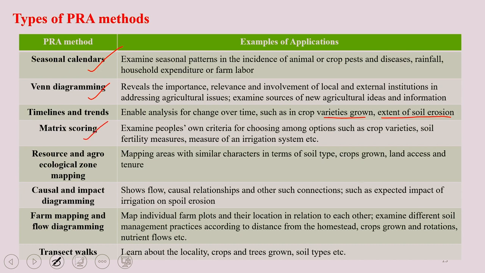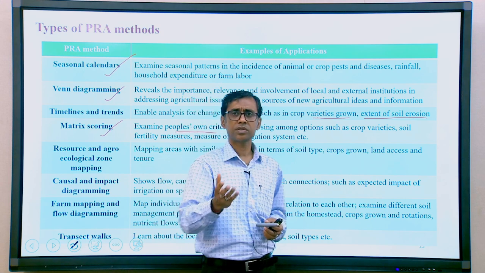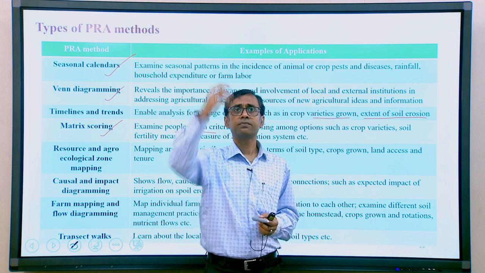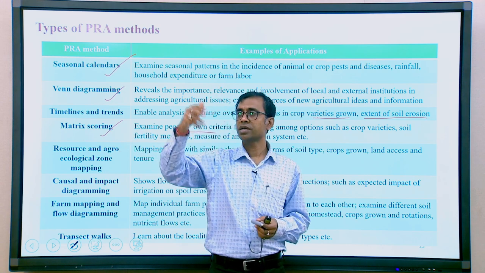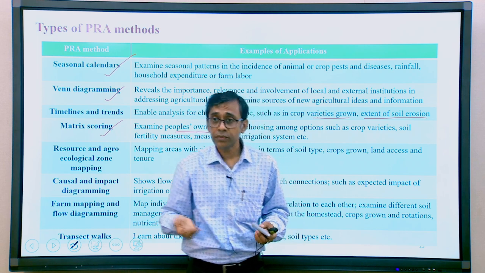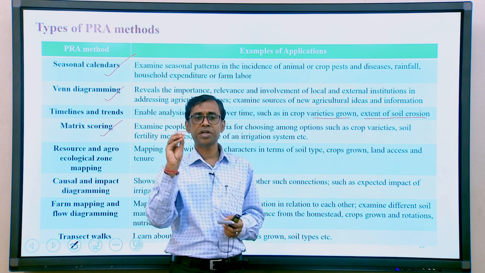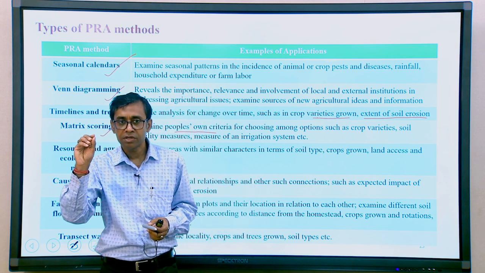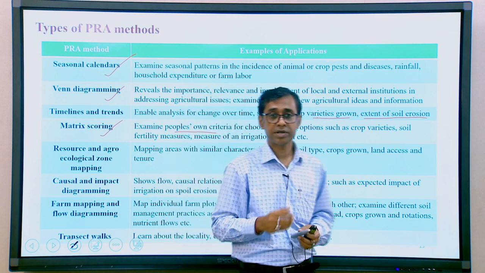Matrix scoring helps to examine people's criteria for choosing a particular option among a basket of options. Suppose irrigation, which I have talked about. There are four or five different types of irrigation: pond irrigation, surface water irrigation, sprinkler irrigation, and groundwater. If you give them these choices, then whichever one they give the highest score, that can also help you in ranking your priorities.